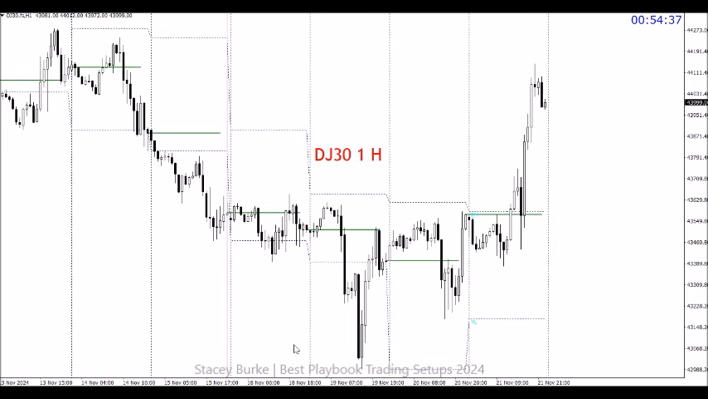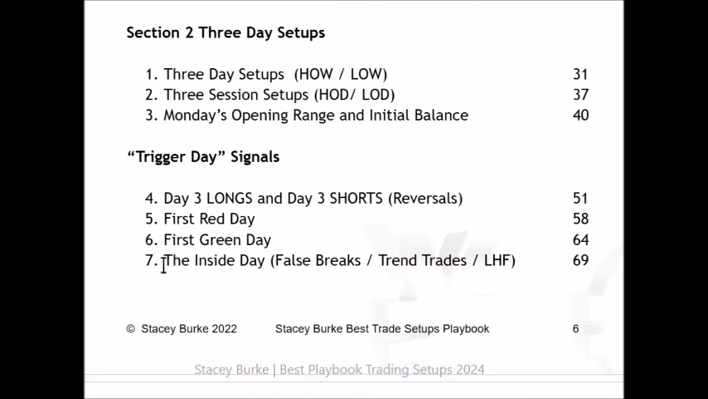Next, we're looking at the Dow Jones 30. The market closed in breakout on Friday. We saw a peak formation blow off and reversal closing back inside of the opening range on Tuesday, day 2. Wednesday drove down into the peak formation and pulled back and stayed in range and closed as an inside day. The inside day, page 69 in the playbook, false break reversals or trend trade reversal opportunities.